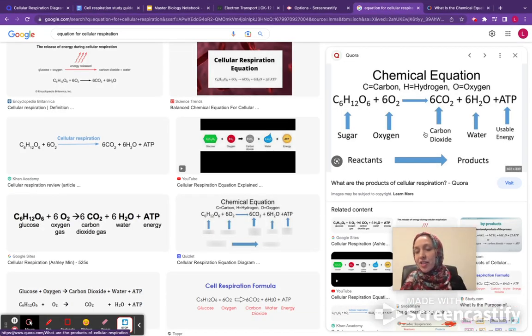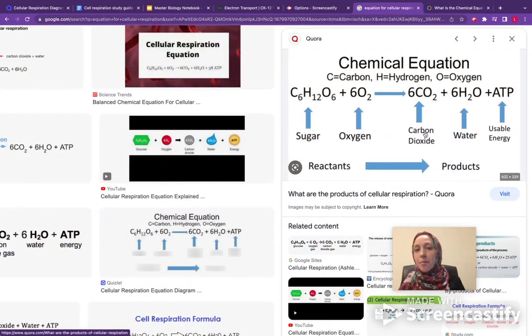Here is a quick chemical equation that I've pulled up. This is our chemical equation for cellular respiration. We're starting with sugar or glucose. It requires oxygen for the electron transport chain. What does it produce? Carbon dioxide in the citric acid cycle, water in the electron transport chain, and ATP. All three stages of cellular respiration create ATP, or usable energy for the cell. It's energy that the cell can use for active transport, for mitosis, and any other cellular functions.